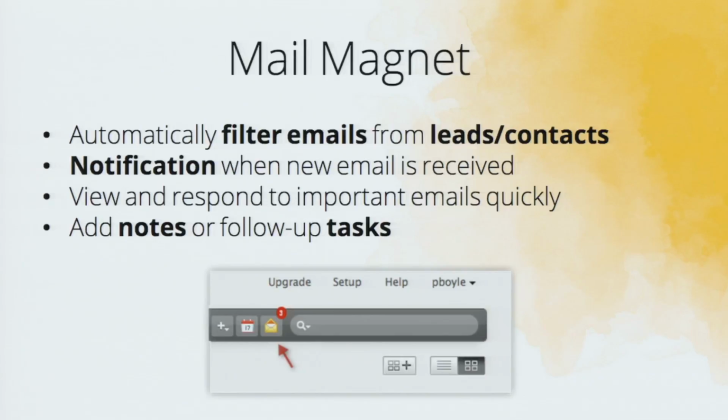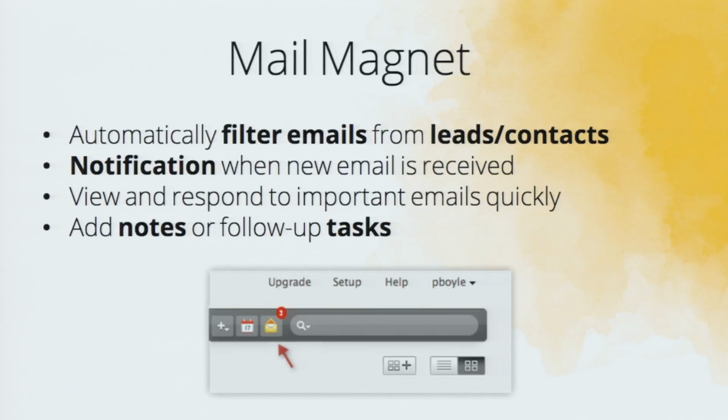Although this is branded as something separate, it becomes activated when you do the email add-on. It's called the mail magnet. We've talked about this in previous sessions. It's just a filter for your emails. All it does is filter any existing lead or contact emails. So if it comes in, it checks: is this a lead, is this a contact?